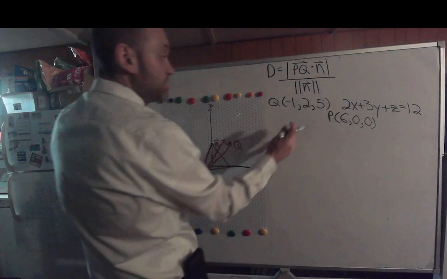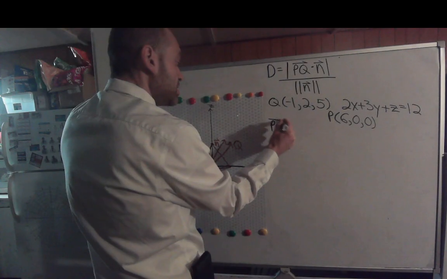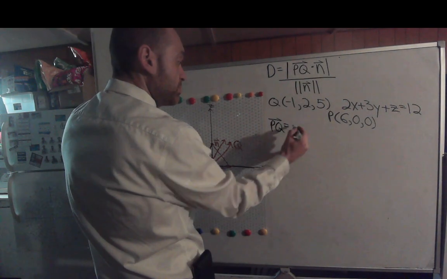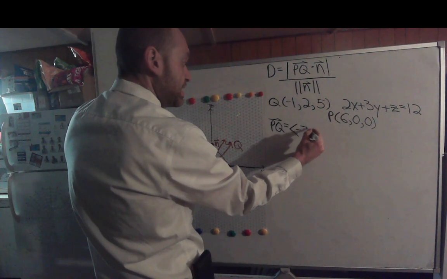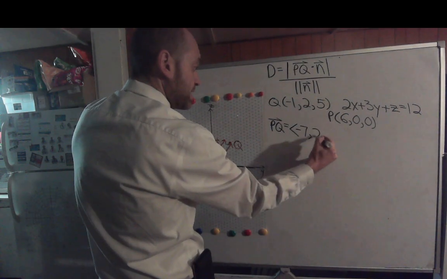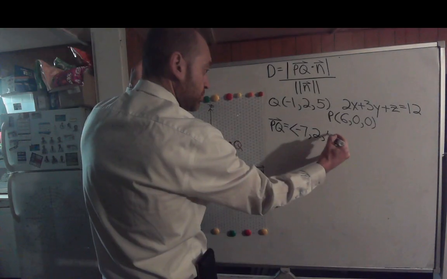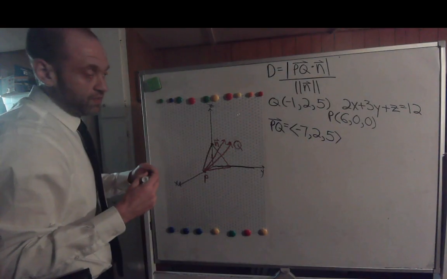Alright, so we have a point P. Now we need to then find a vector PQ. So vector PQ would be, we take -1 minus 6, we get -7. We take 2 minus 0, we get 2. 5 minus 0, we get 5. So vector PQ is -7, 2, 5.